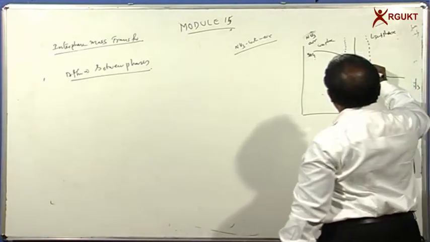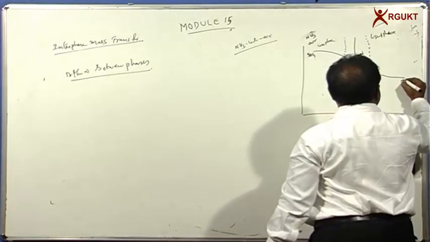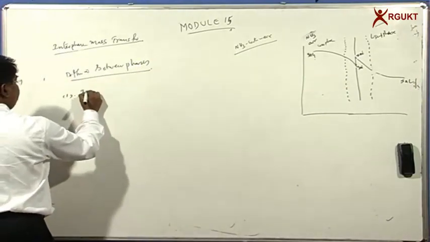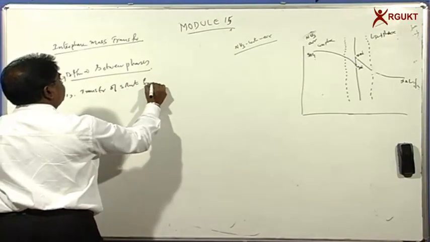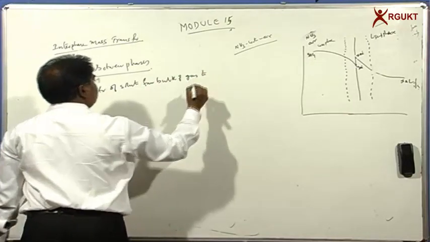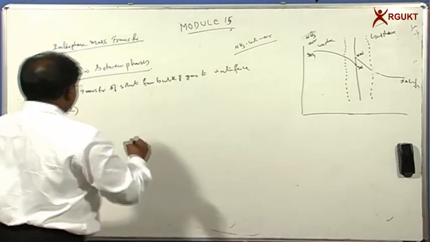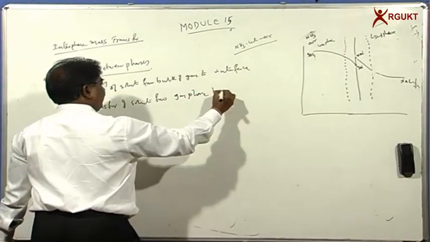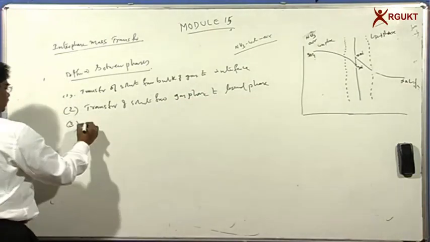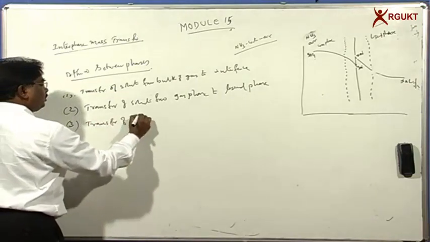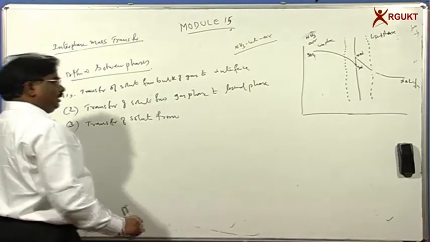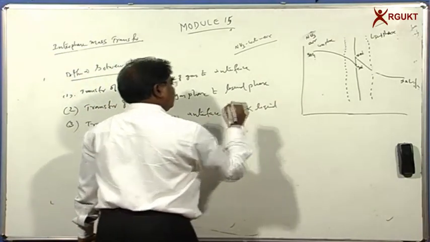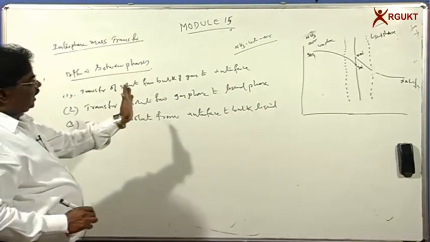So we can say this is YAI, and this is XAI, and this we can say XAL. And we are going to come across 3 steps. Step 1, transfer of solute from the bulk of the gas to the interface. Then step 2, transfer of solute from the gas phase to the liquid phase. Then the third step, transfer of solute from the interface to the bulk liquid. So there will be 3 steps for the transfer of substance from the bulk of the gas phase to the bulk of the liquid phase.